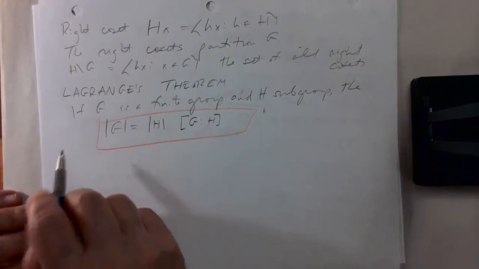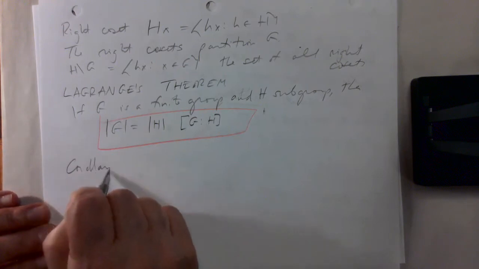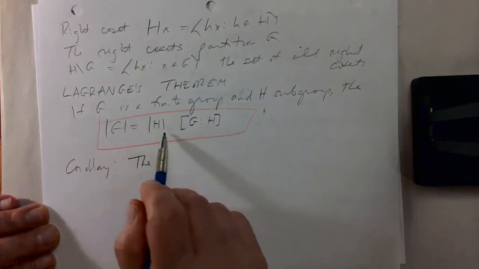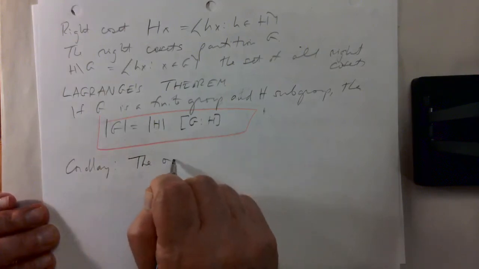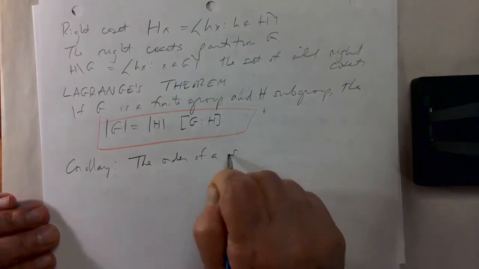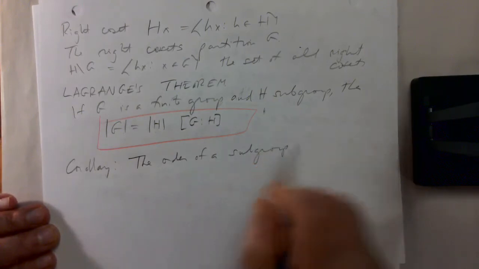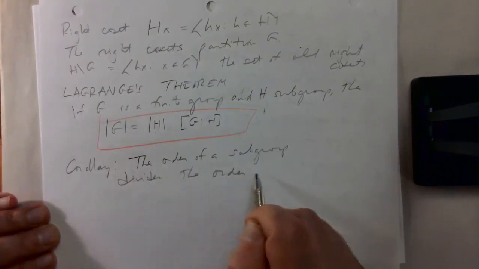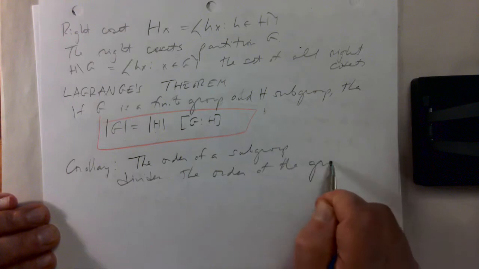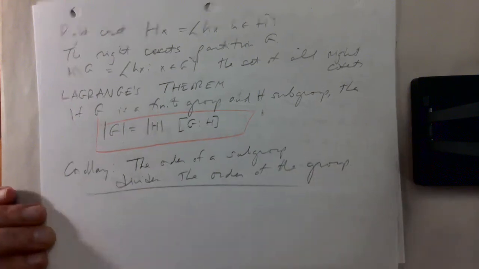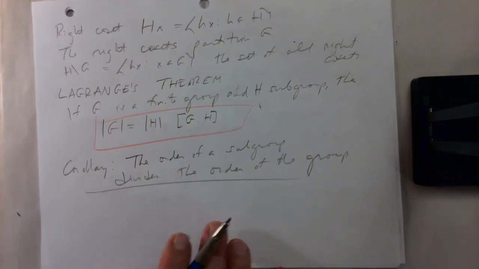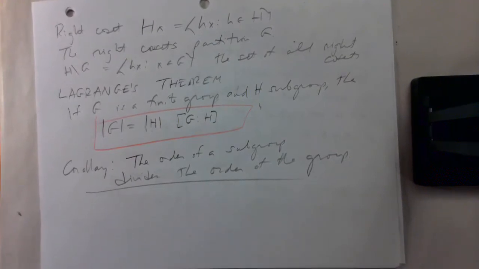And this has a lot of corollaries. One corollary is, because these are integers, this says this number factors into this times this. So the order of a subgroup divides the order of the group. Always. Let's look at some examples of this.